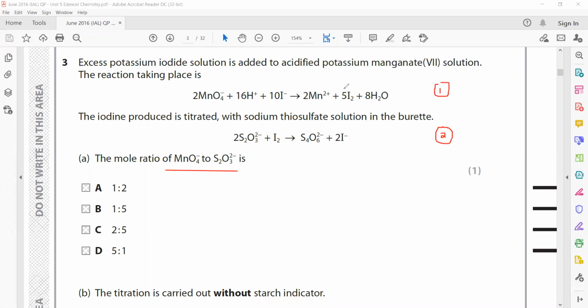Here we have 5 iodine, so if I multiply this equation by 5, this will turn into 10, this will be 5, this will be 5, and this will be 10. So when we add the two equations, iodine will cancel with iodine, and we are left with, I'm not writing the full equation, the mole ratio of MnO4 with the charge minus 1 and S2O3 with the charge minus 2. The ratio is 2 to 10, or the simplest ratio will be 1 to 5. So B will be the right answer.